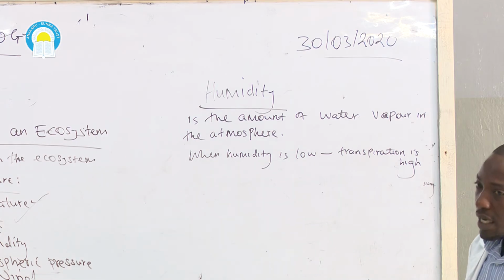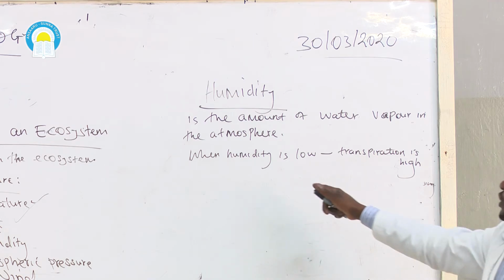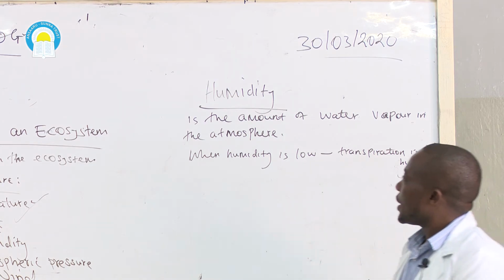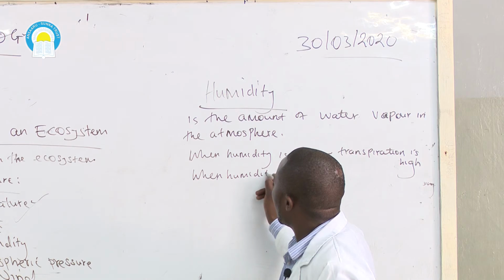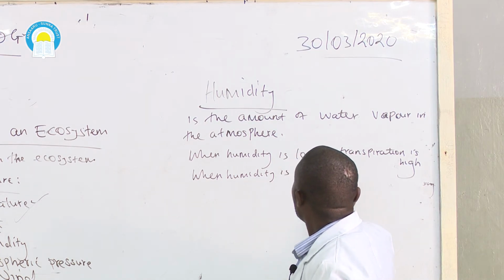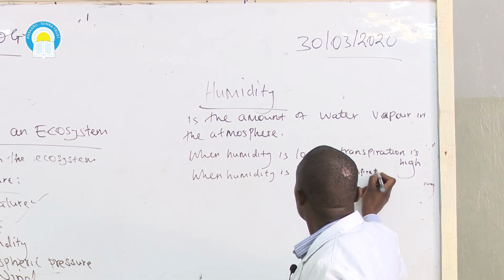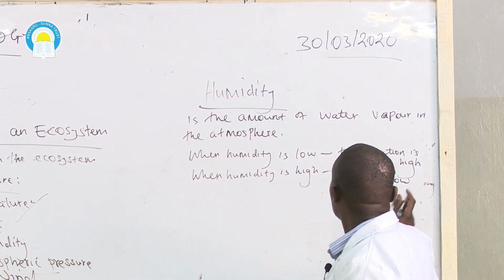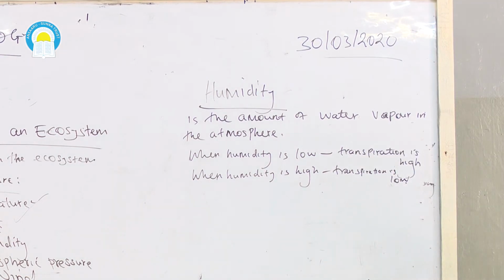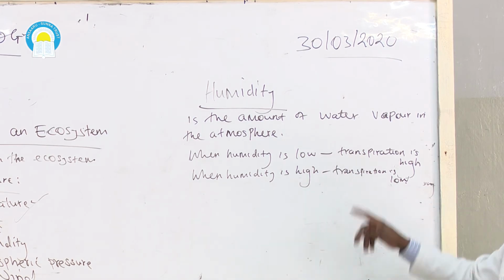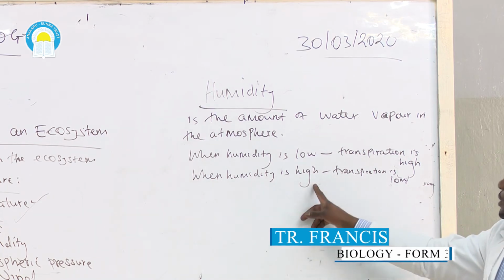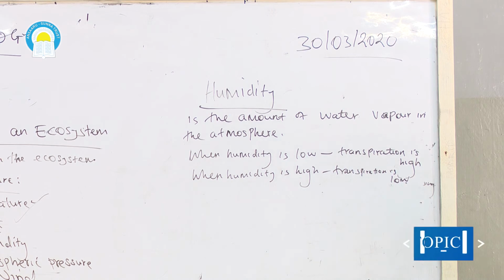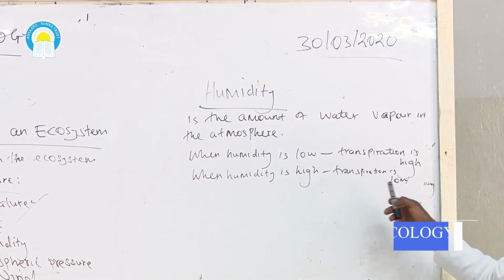Although we know also transpiration has advantages and disadvantages. When humidity is high, the rate of transpiration is low, which is good. When humidity is low, the rate of transpiration is high. Plants will lose more water when there's no water in the atmosphere. When humidity is high, the rate of transpiration is low, so plants will not wilt. They will not dry off.